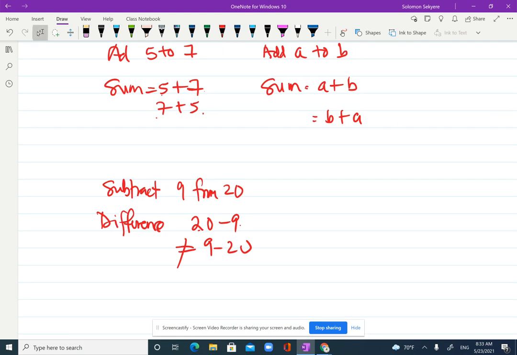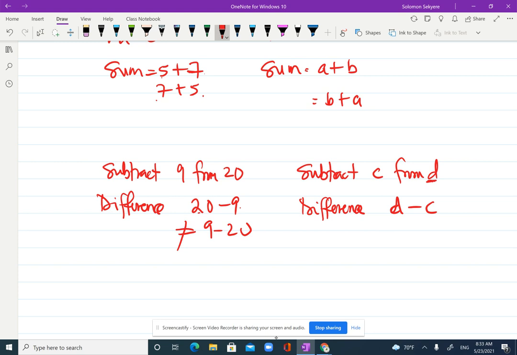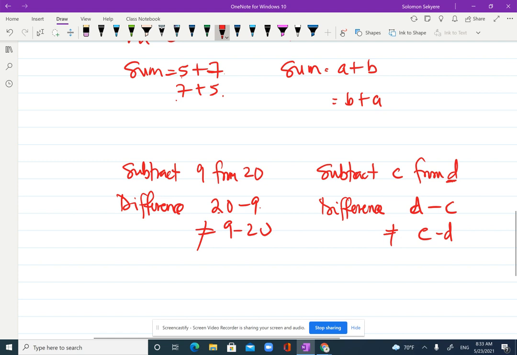What about in algebraic expression? If you're asked to subtract a variable C from D, subtraction means difference. C from D means D comes first, so D minus C. And it's not the same as C minus D. In general, it's not the same.